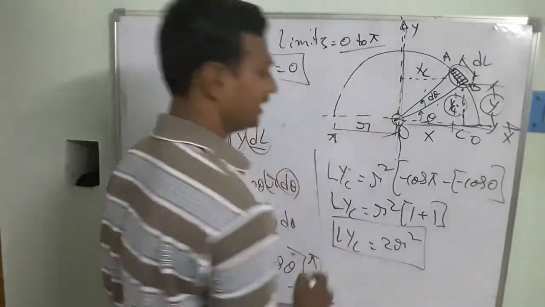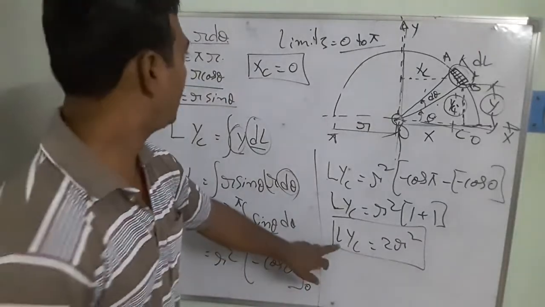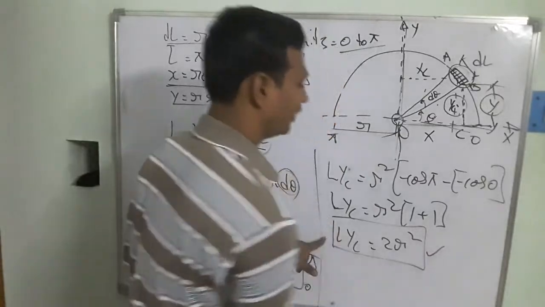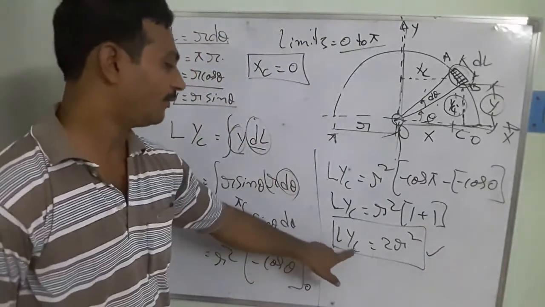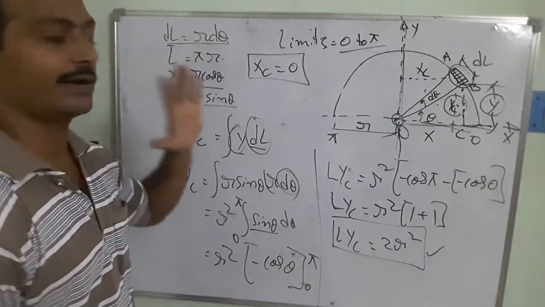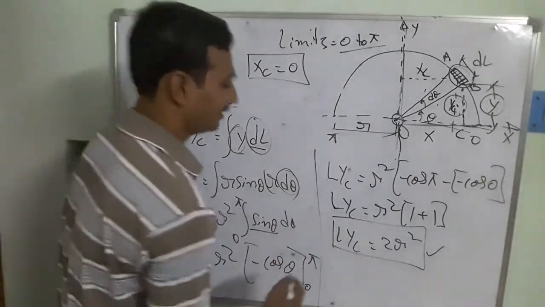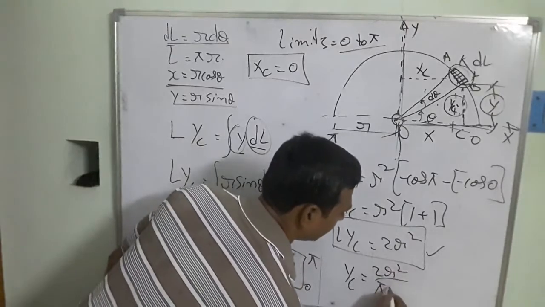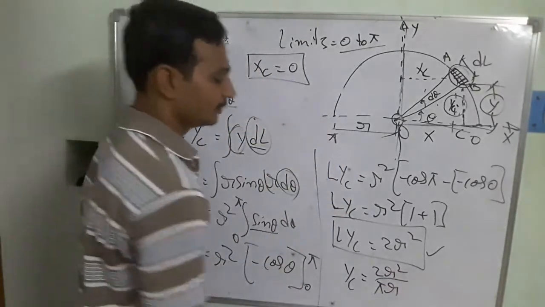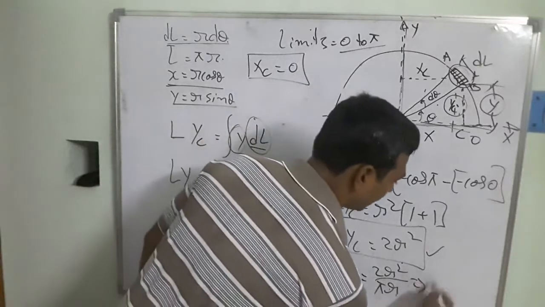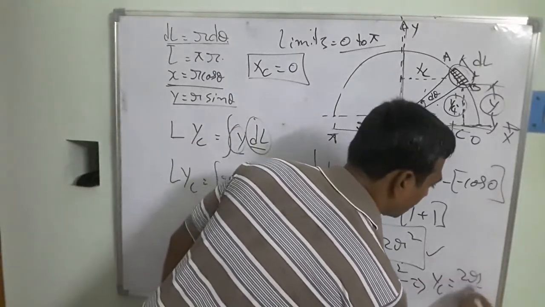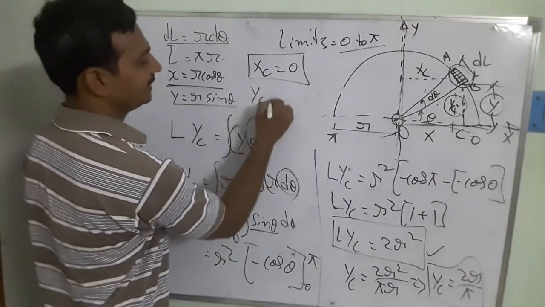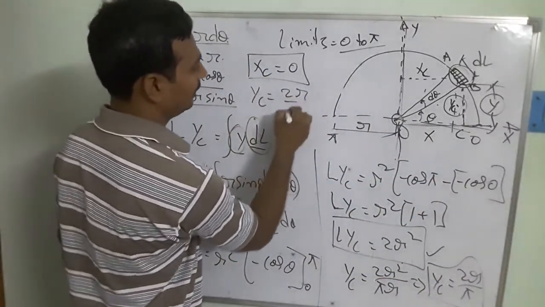So how can we make it further simplified? So L, I got in terms of pi into r. So this is also one equation we got. From this one, we need to find the yc in terms of pi and r. So if I substitute in this equation, yc is equal to 2r square by pi into r, right? So then r is going to be cancelled. Then finally yc is equal to 2r by pi. So that's yc is equal to 2r by pi. We got it.